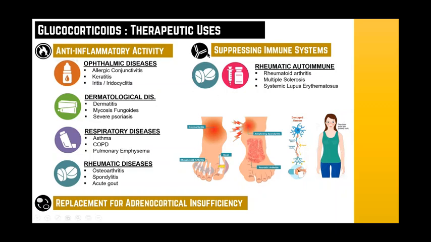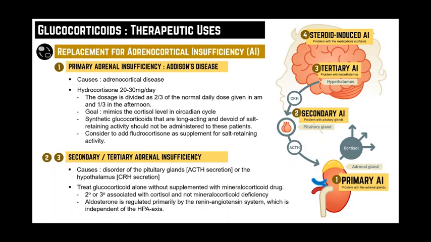Another function of the glucocorticoids is to suppress the immune system. These diseases, which are rheumatoid arthritis, multiple sclerosis, and systemic lupus erythematosus, are diseases where antibodies mistakenly attack the body's own organs. Adrenocorticosteroid drugs can be used as replacement therapy for cortisol and aldosterone deficiency. This deficiency is caused by primary, secondary, and tertiary adrenal insufficiency.